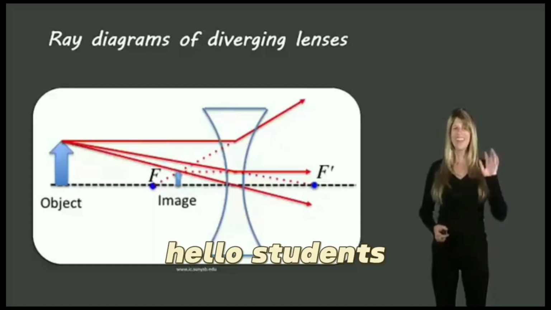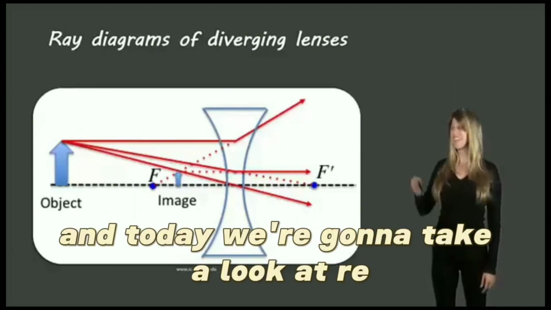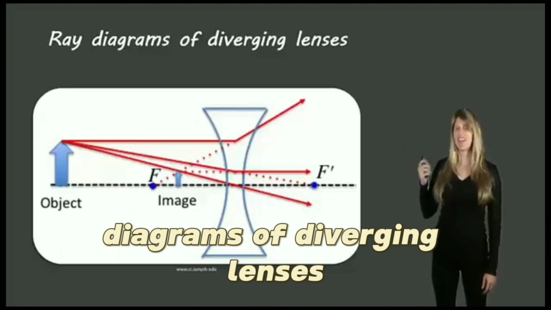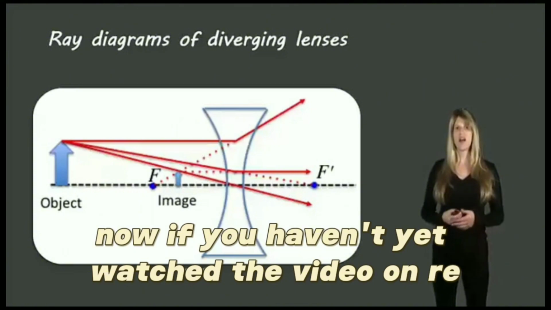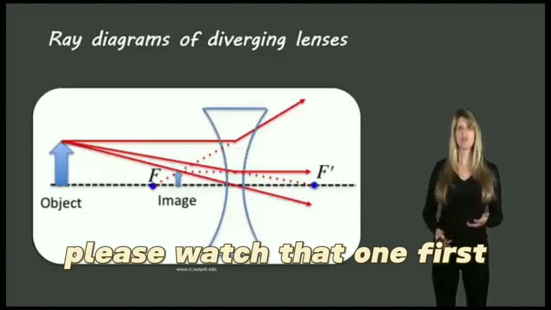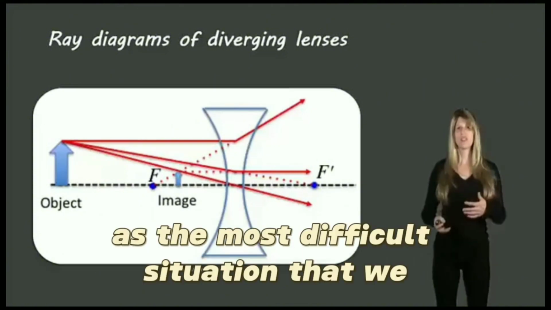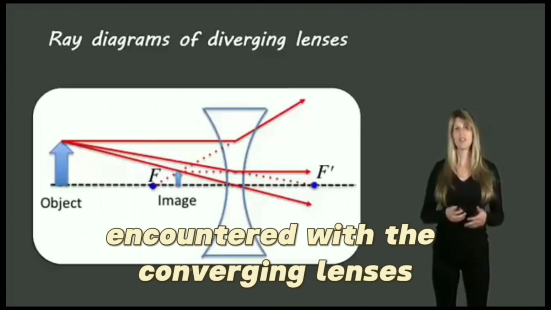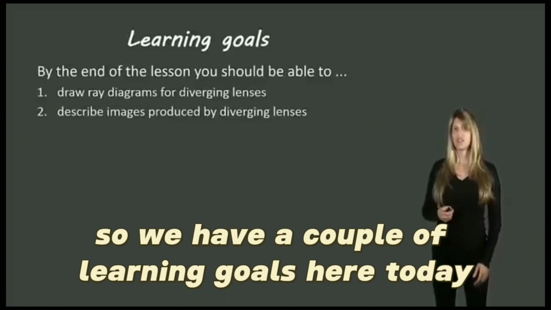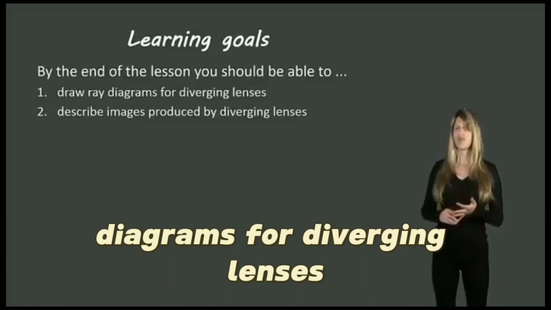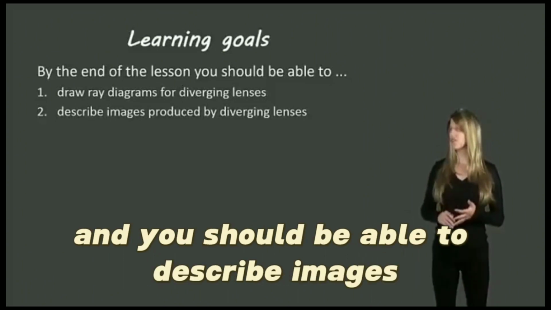Hello students, Miss Watson here, and today we're going to take a look at ray diagrams of diverging lenses. This picture here just shows the type of image that we'll be drawing. If you haven't yet watched the video on ray diagrams of converging lenses, please watch that one first, as the most difficult situation that we encountered with the converging lenses is very similar to what we'll see with the diverging lenses. We have a couple of learning goals today. You should be able to draw ray diagrams for diverging lenses, and you should be able to describe images produced by diverging lenses.